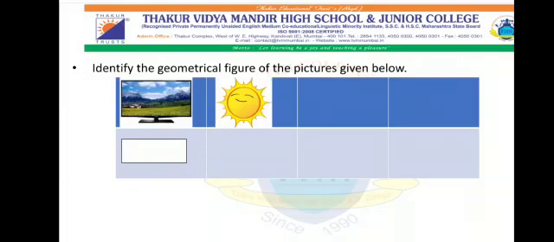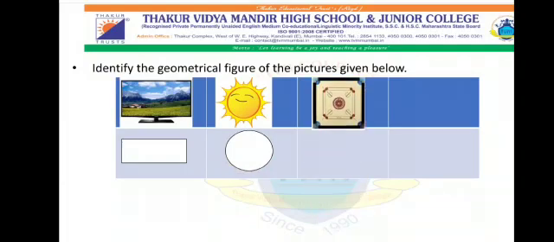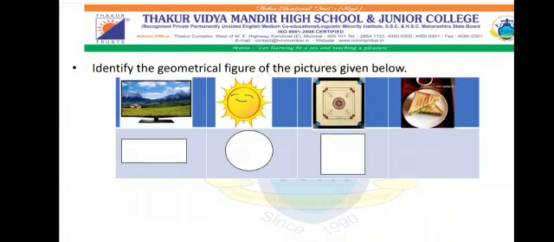Now the second picture. It's a sun. What is the geometrical figure of the sun? Yes, it's a circle. Now the third picture. Carom board. What is the geometrical figure of the carom board? Yes, you are right. It is a square. And here comes your last picture. The picture of a sandwich. Now tell me the geometrical figure of the sandwich. Yes, it is a triangle.